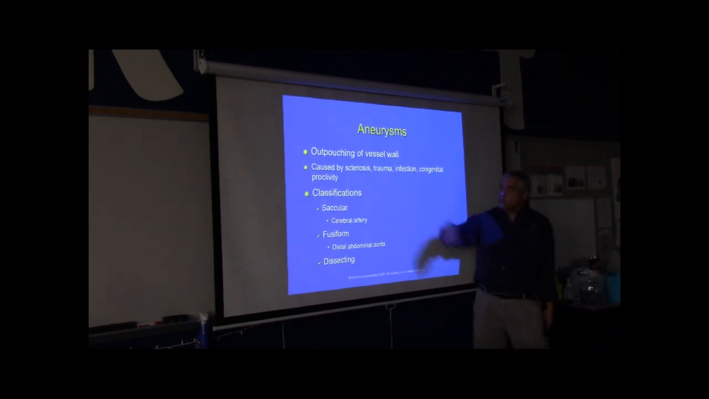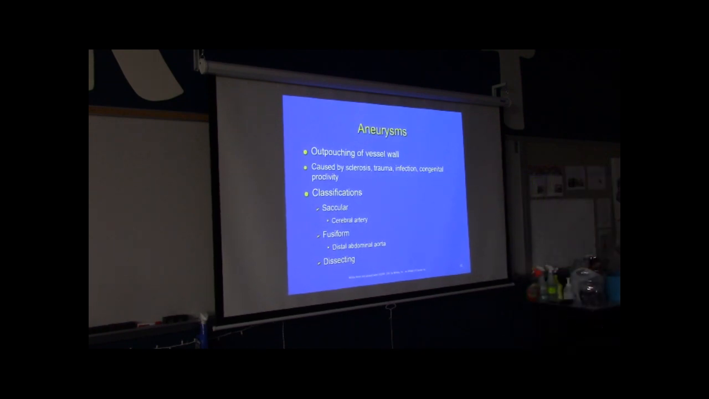Okay, aneurysms. This is a bulging of a vessel wall. It can be caused by several different things: sclerosis, trauma, infection, or just a congenital proclivity. Some people are just naturally prone. Their tissues aren't as strong or resilient as others. Another thing that can cause aneurysms is Marfan Syndrome. You guys remember that from, I don't know, Rad 111? We talked about Marfan Syndrome. That is a congenital condition where all your connective tissues are loose, including the connective tissue that makes up your circulatory system.